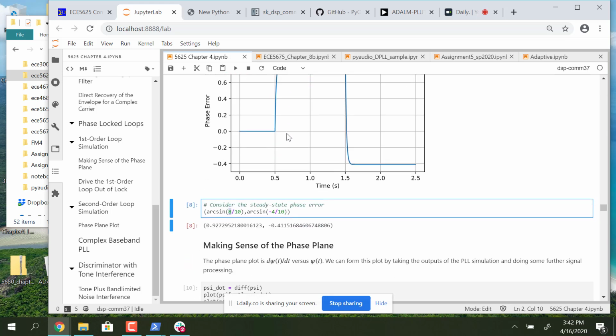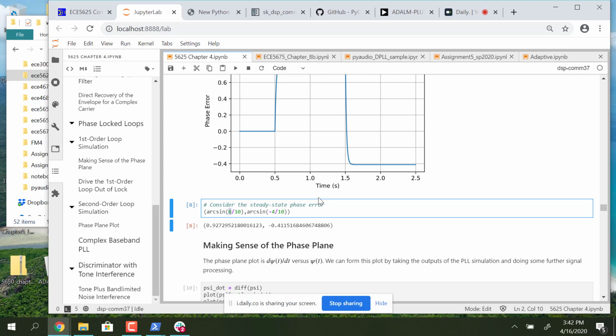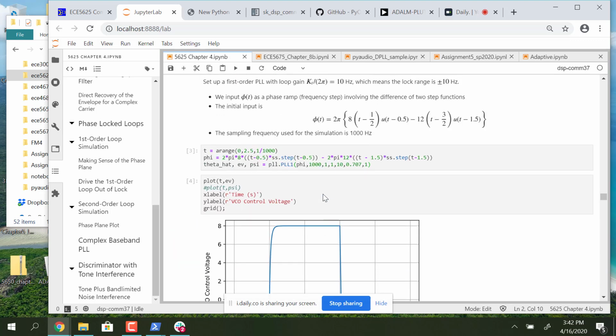That's that value. And then when it's sitting down there with the input frequency at minus 4 hertz, the phase error is going to be the arcsine of minus 4 over 10, and so on. So that's where those numbers come from.